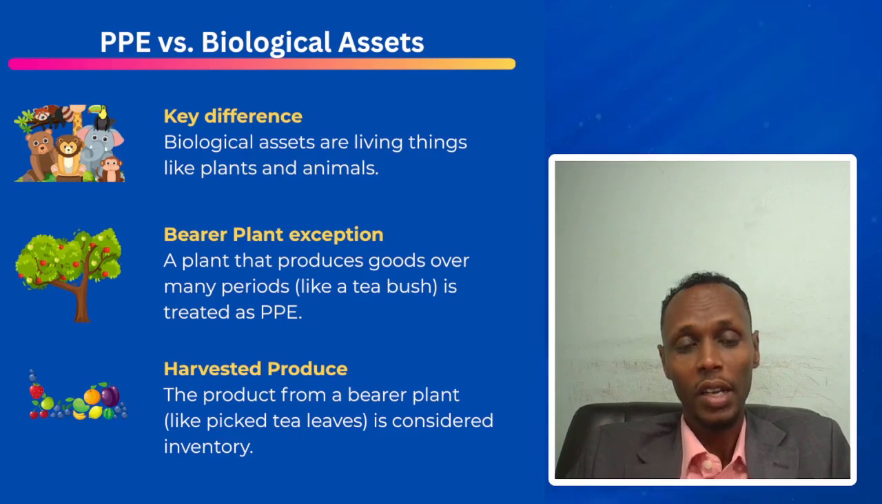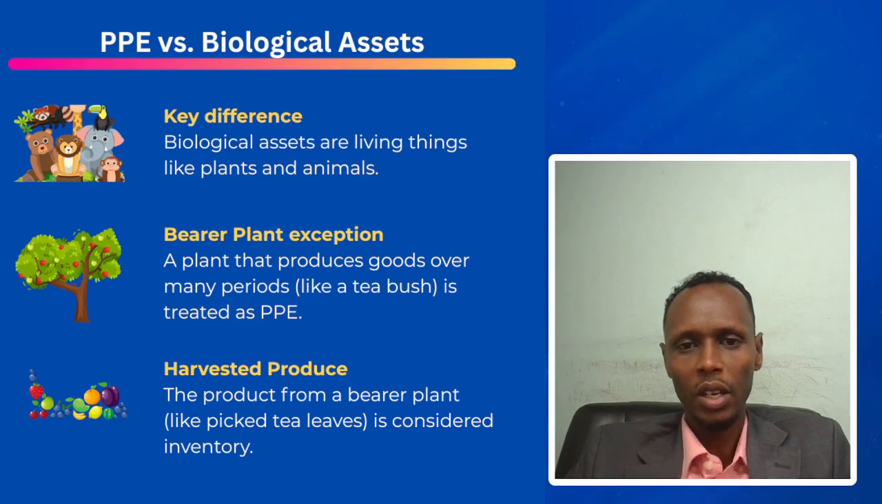Avocado trees, mango trees, all those are considered bearer plants. Animals used for transportation are also considered as PPE. Those in the zoo, research, all those are considered as PPE. Sniffer dogs or security dogs are also considered as PPE. All others are considered as biological assets.